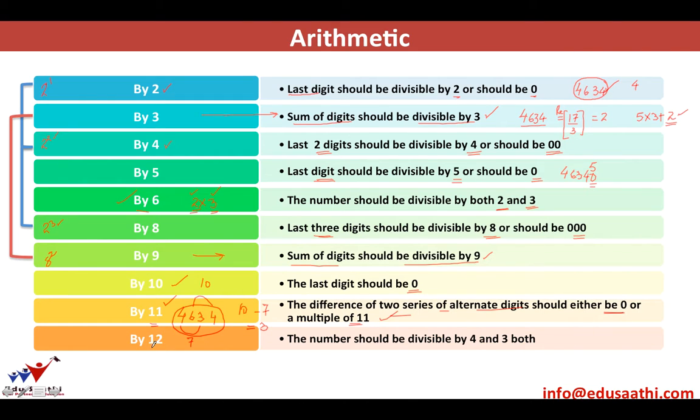If I have to check the divisibility with 12, 12 again being a composite number will not have its own divisibility rule. I'll have to break it down into two numbers which are co-prime to each other. That means these two numbers should not have any common factor. That is a very, very important thing. I can't break it into 2 and 6 because 2 and 6 have 2 as a common factor. So the number should be divisible by both 4 and 3. That means I'll look at the last two digits, and for 3, I'll look at the sum of digits.